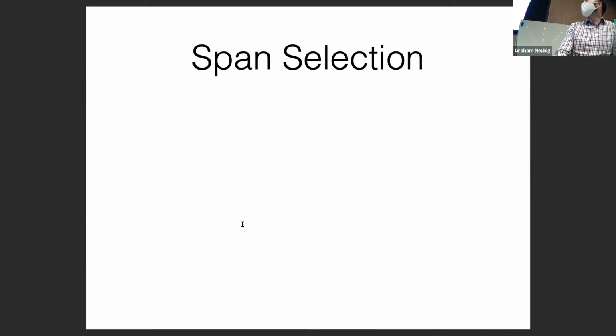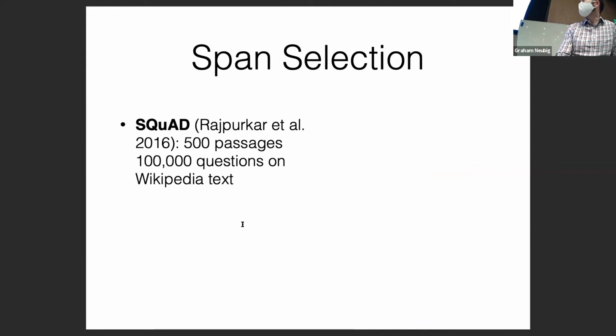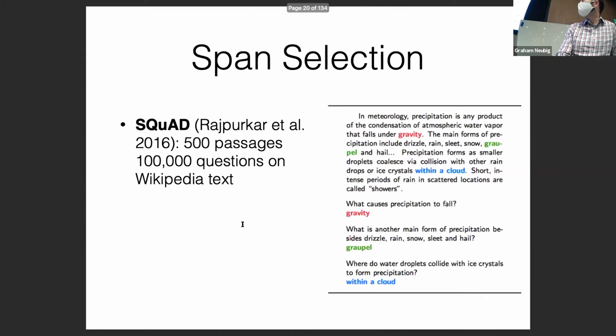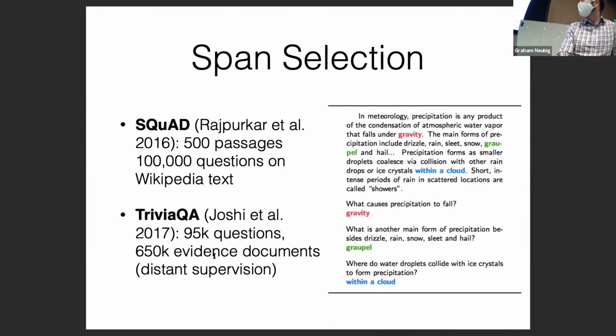A second variety is span selection. This was popularized by SQuAD, where basically there are 500 passages and 100,000 questions based on Wikipedia text. You have questions like what causes precipitation to fall, gravity, and gravity is guaranteed to be something in the passage here. There's also another example like TriviaQA, which has 95K questions and 650K evidence documents or distant supervision. So basically, the idea is you take in a passage and a question, and you need to select a span within the passage.